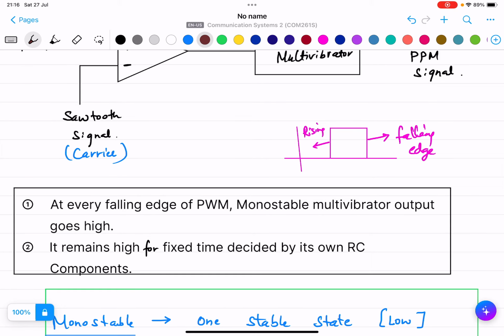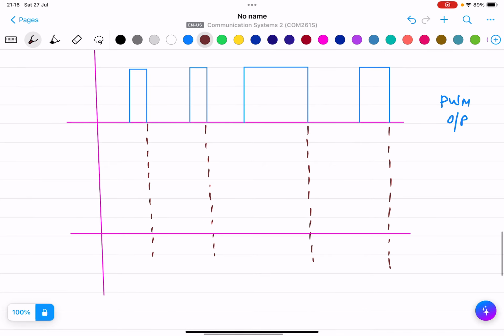At every falling edge of PWM, the monostable multivibrator output goes high. It remains high for a fixed time decided by its own RC components, and then it becomes low. So at every falling edge I am making it high. It will be high for some time and then become low, and then again it will be low till the falling edge of the next one.